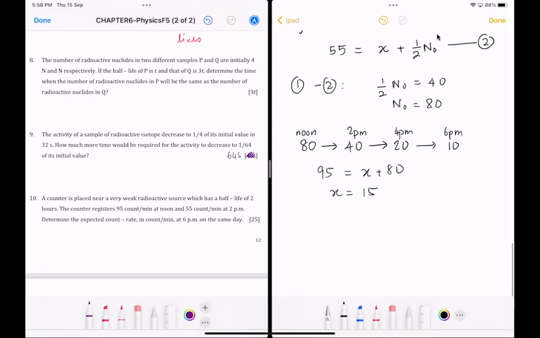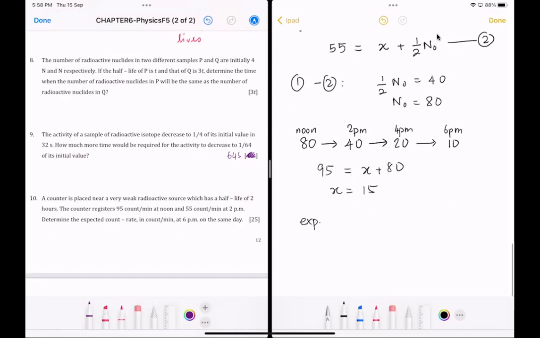Okay, so what is the expected count? Expected count would be the X value plus the value at, sorry, value at 6 p.m., which is 10. So 15 plus 10 gives me 25 counts per minute. Faham? Yep.